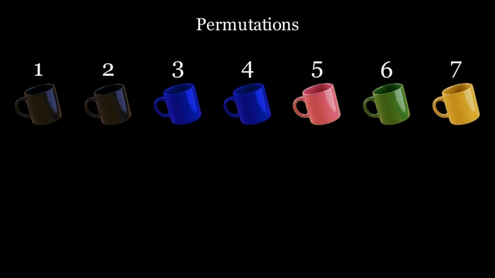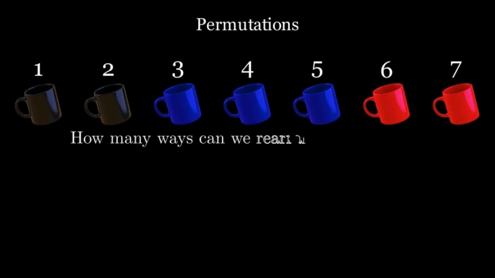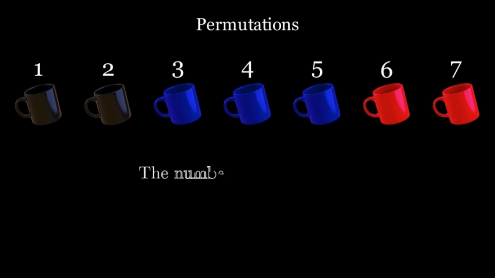Now let's go into an example. I have a total of 7 mugs, 2 black, 3 blue, and 2 red. How many ways can I arrange them? The answer? 7 factorial divided by 2 factorial times 3 factorial times 2 factorial, because I have that many colors of each mug. I really hope this is helpful for you understanding indistinguishables, and happy mathing!